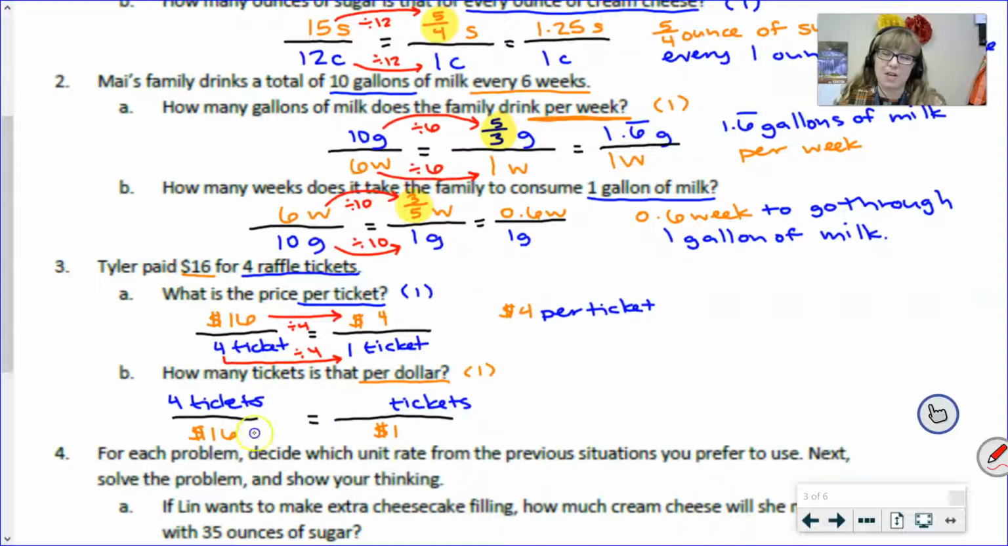Now, we ask ourselves that question we've asked so many times, how does this number become a 1? And the answer is always we divide it by itself. So 16 divided by 16 will be 1, and so we will be dividing the 4 by 16 as well. 4 divided by 16, I do want you to keep this as a fraction so we can see that same relationship we saw in our last video. And 4 divided by 16 simplifies to 1/4 of a ticket. If you wanted to, you could write that to be 0.25 or 25/100ths of a ticket for that $1.